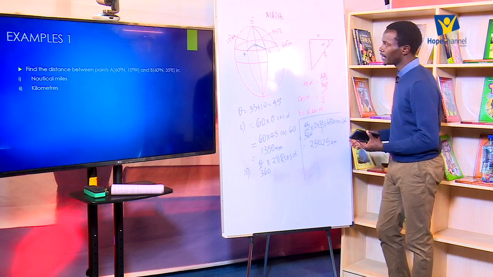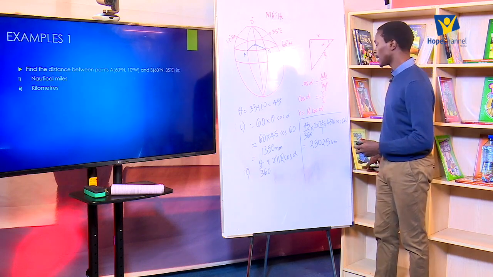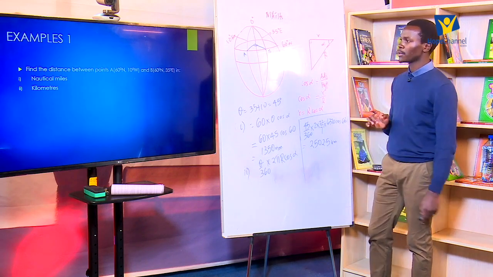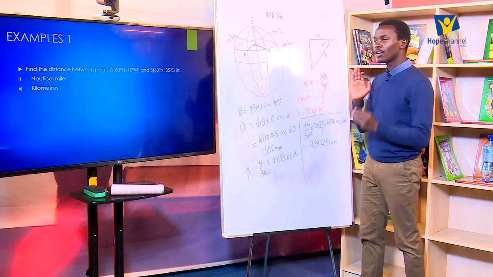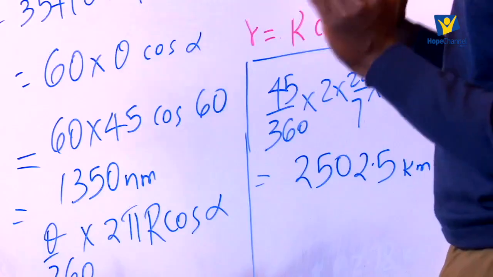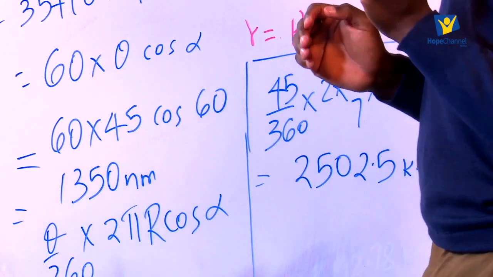You need to be very careful. When calculating the distance along the small circles, you are using the longitude difference. But in great circles, we use the latitude difference. So you have to be very careful when working out.